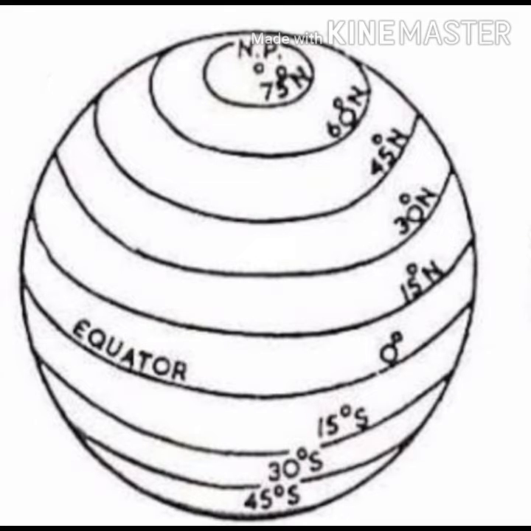Now what are the parallels of latitudes? Acha, you might be knowing about parallel lines. These are the lines which never intersect. You must have studied in your maths, right? Same way, these are parallel circles. They never intersect. So all these parallel circles from the equator up to the poles are called parallels of latitudes.